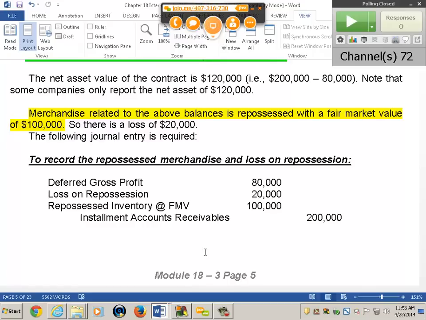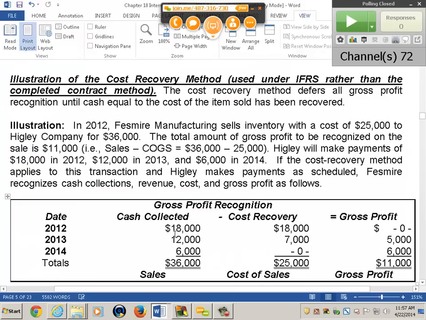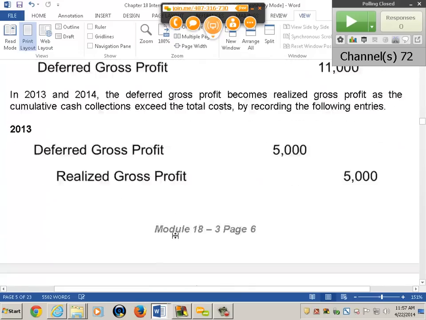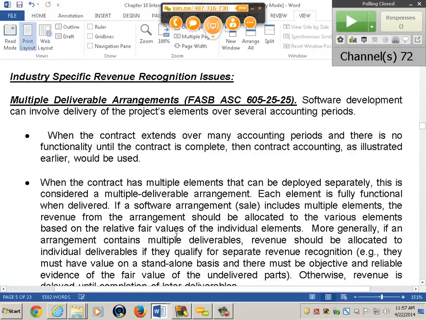All right, and one last thing, but I want to be sure. Any questions now on installment sales, cost recovery, and or repossessions? All right, last thing that we want to look at, and I do have another example on cost recovery here. You can look at it.